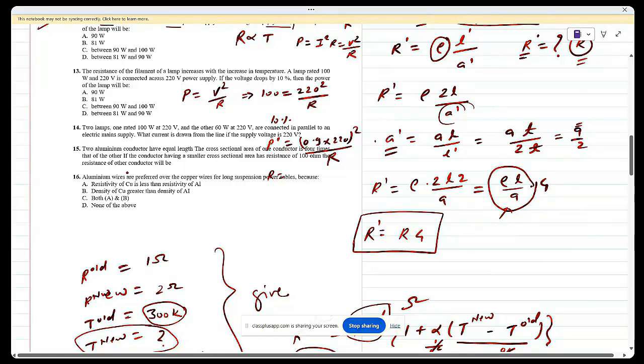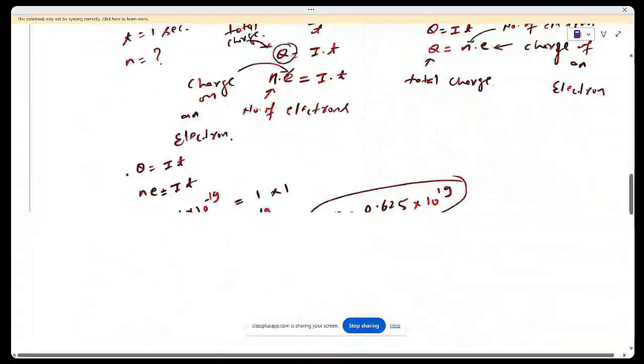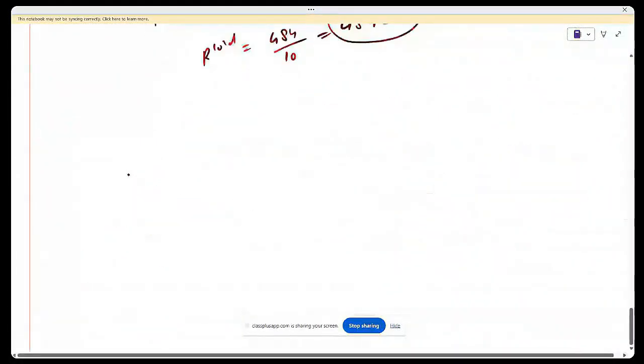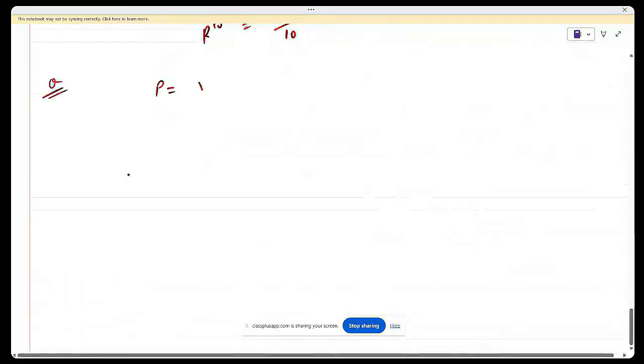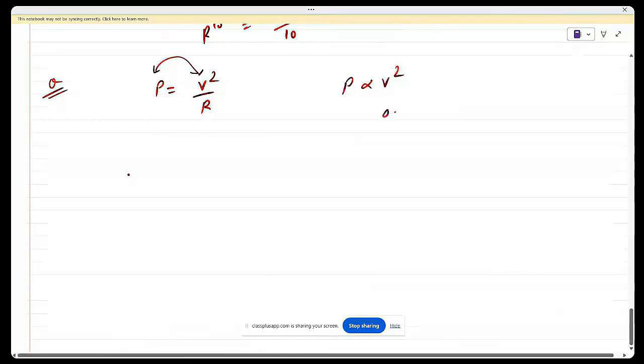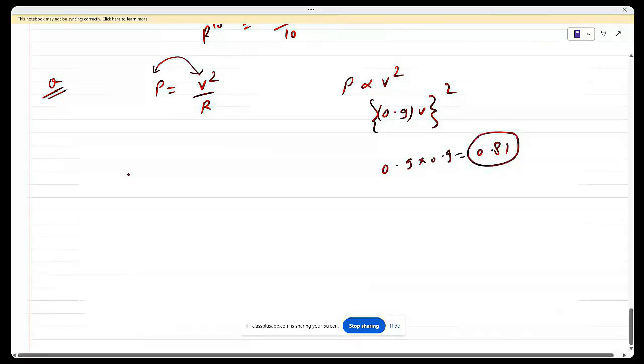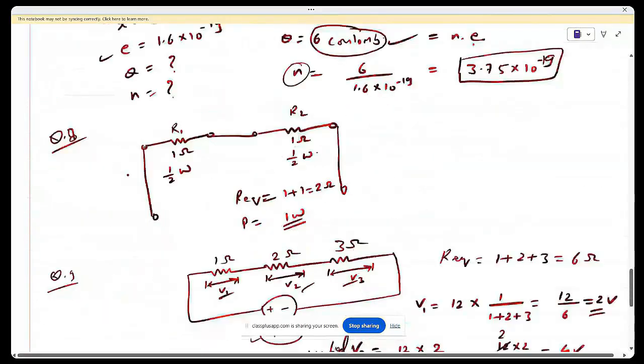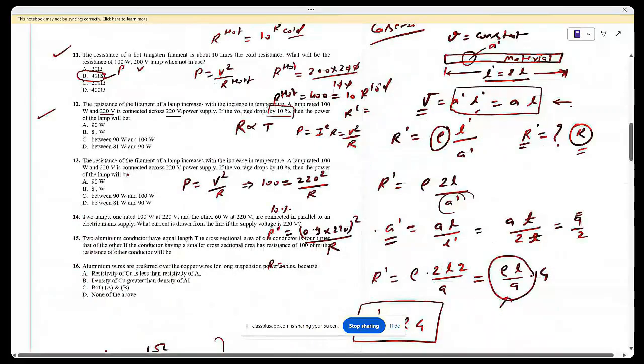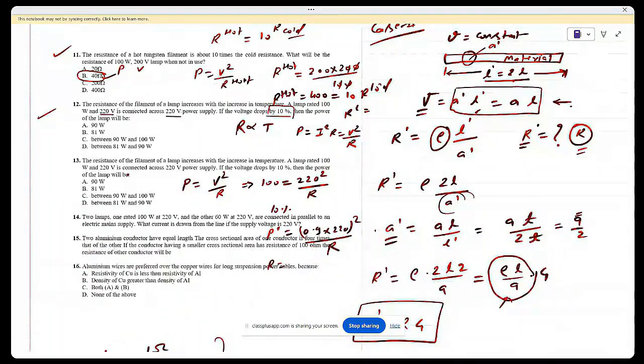So let us write the relation here. For understanding this question, just see this. P is equal to V square by R. What you are observing here is that P is proportional to V square. If the voltage is reduced by 10%, it means 0.9 times V, so P will be 0.9 into 0.9, which is equal to what? 0.81. So somehow 0.81 times the power, that is, the power will get reduced. So its answer will be between 81 and 90.